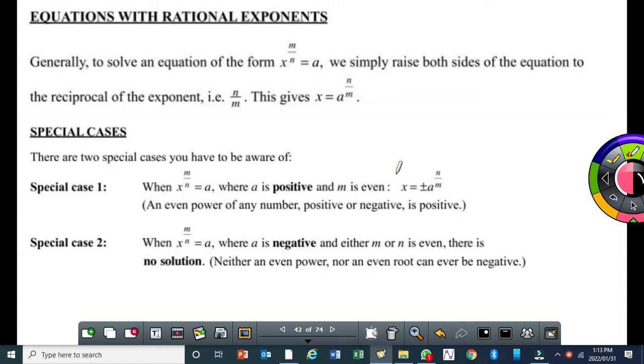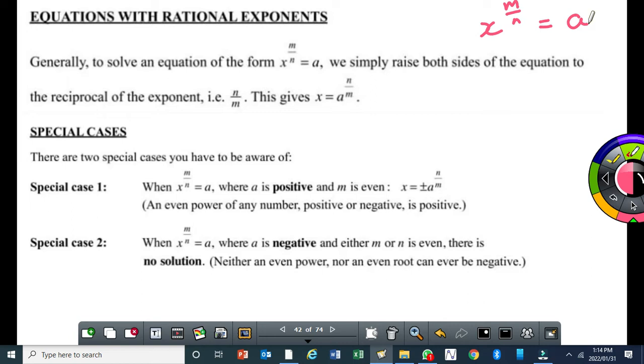Equations with rational exponents. Now, sometimes you may be given an exponential equation such that the exponent of x is a rational number. So you can have an equation of the form x to the power of m over n is equal to a constant, and you are supposed to solve for x.